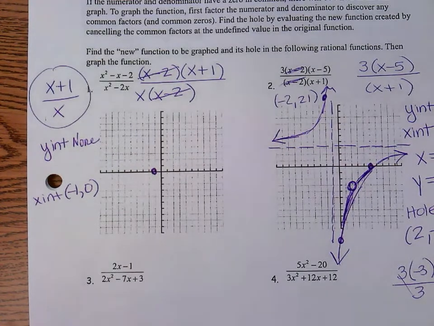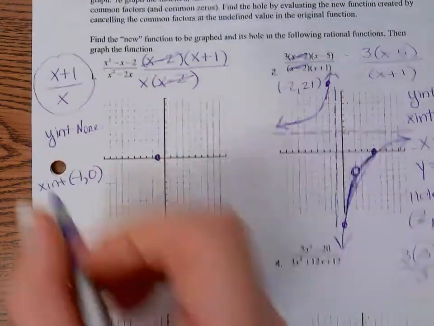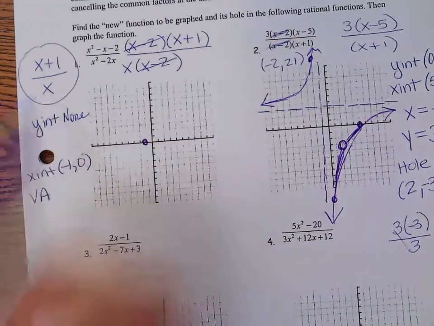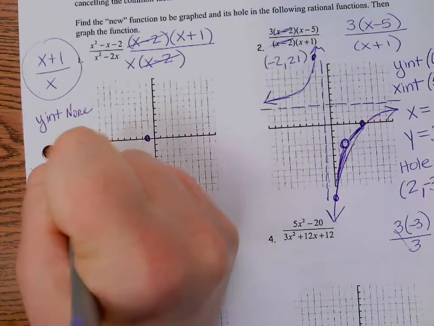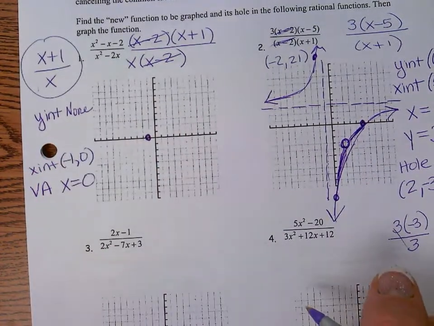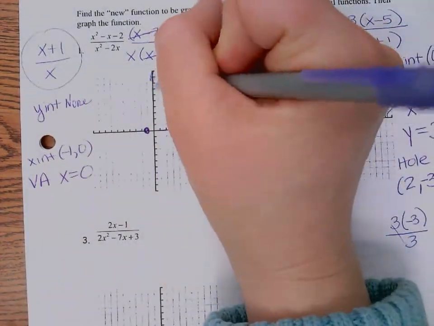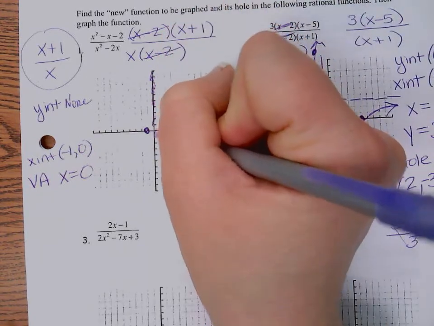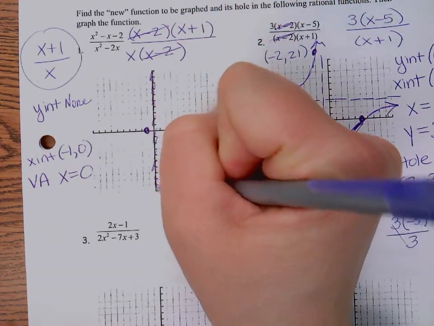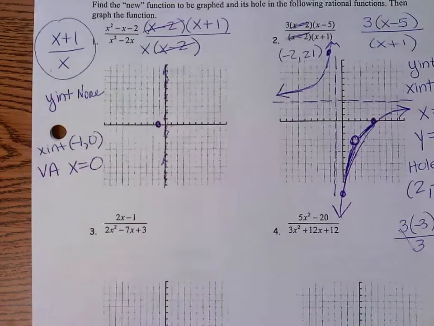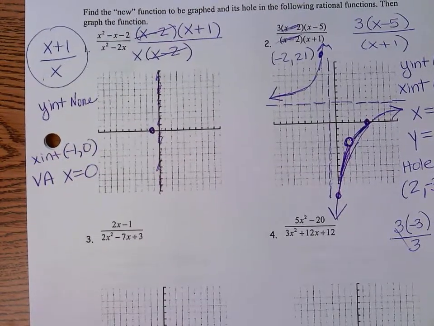All right, now I'm going to look at just the denominator. What will make the denominator equal to 0? 0. So x equals 0 is my vertical asymptote. Kind of hard to show, but it's down the y-axis, kind of a dotted line. All right, that's my vertical asymptote.